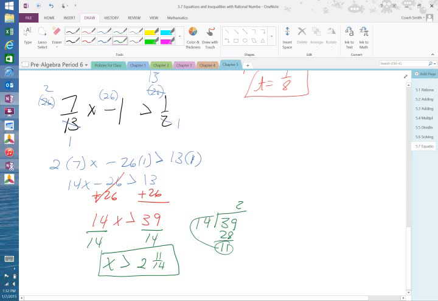Okay, the difference is you must include the greater than or less than sign. Okay, you can't just put 2 and 11/14 and be done. This sign must be included in your answer.